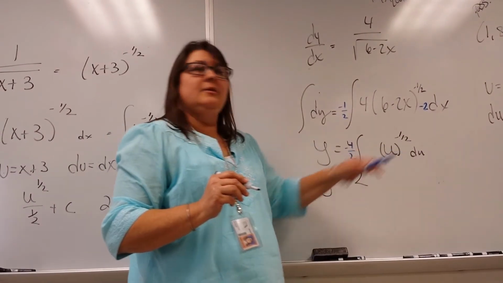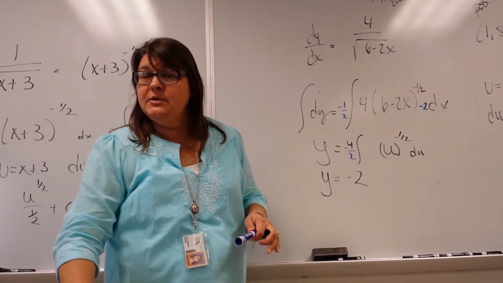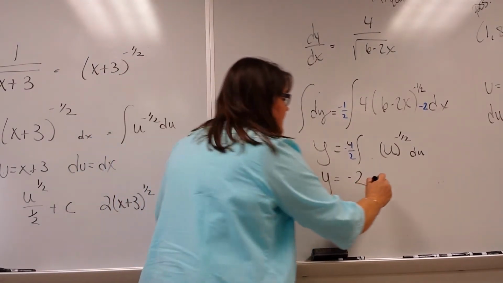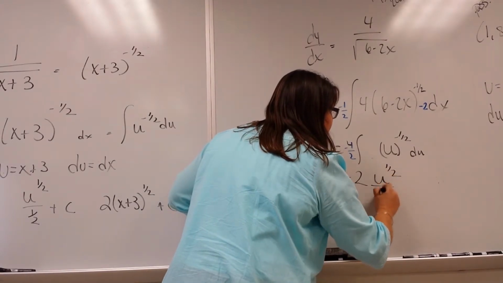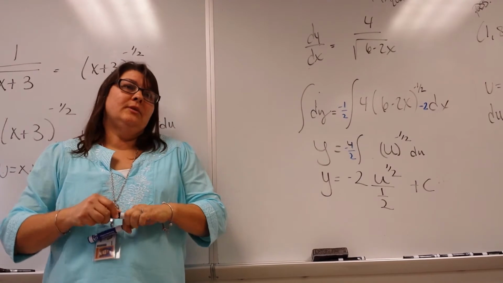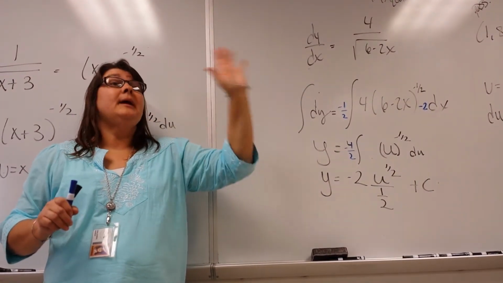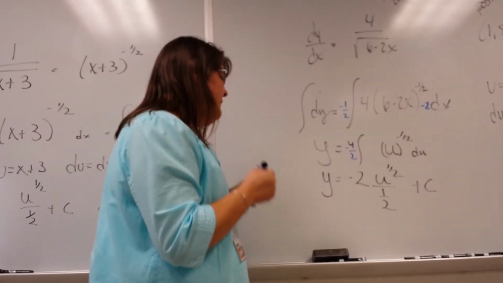What's the integral of u to the negative 1/2? Well, it's u to the 1/2 over 1/2. Would you agree? Yes. Okay, so u to the 1/2 over 1/2 plus c. Now I'm really close to being where I need to be. I need to flip it up, okay? So when I flip it up, what do I have?